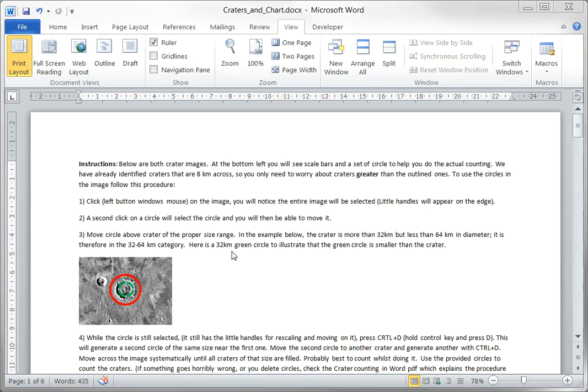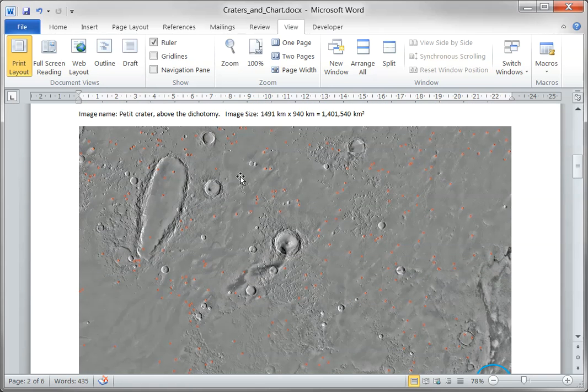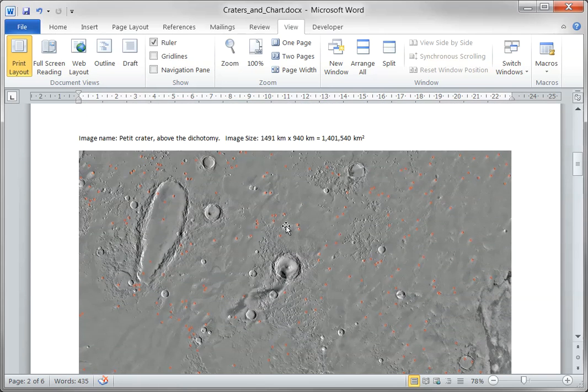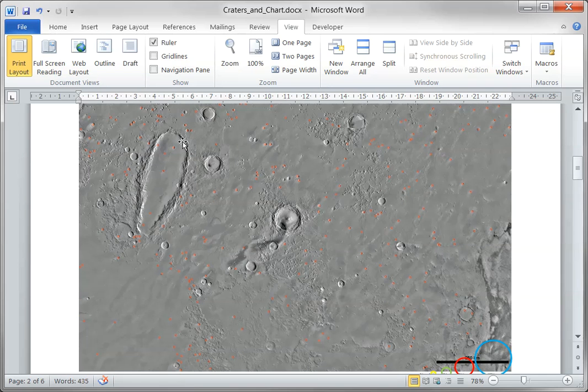So let's get started. This is the Word document. The second and third pages are the images with the craters. This large feature is not a crater, so you don't have to worry about it. And you also don't have to worry about all the little red dots, which are the craters in the 0 to 8 kilometer range, which we have already marked. So you really only need to count the craters that are bigger than the red dots.